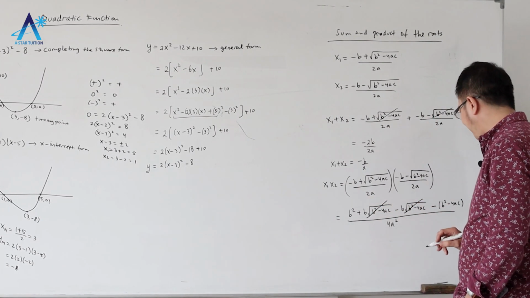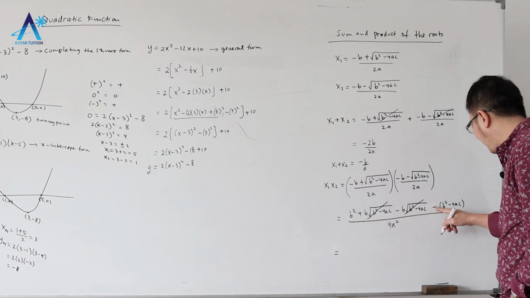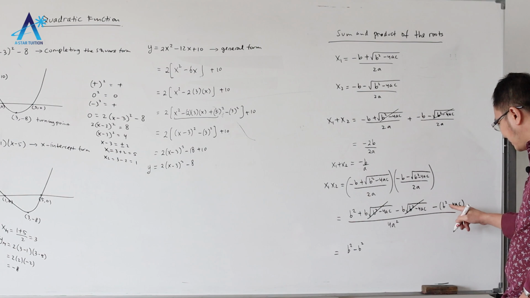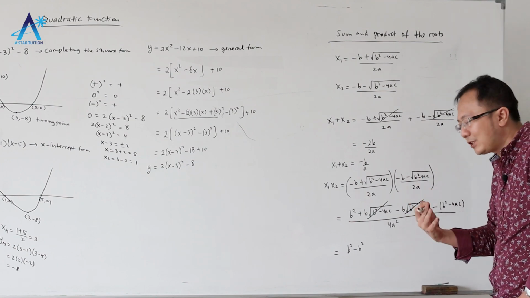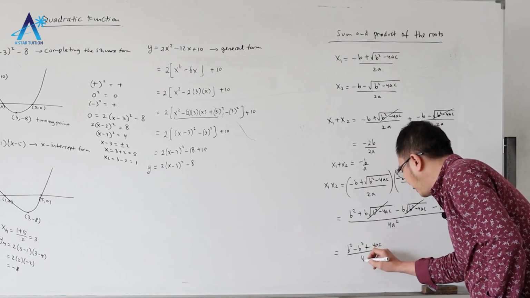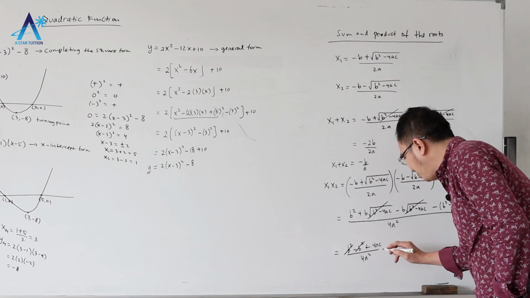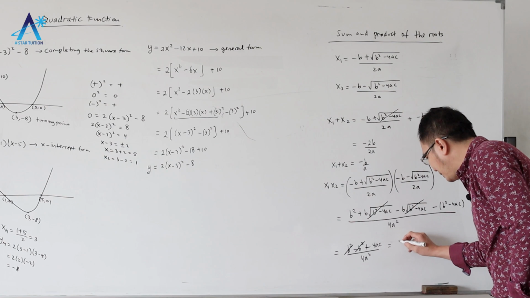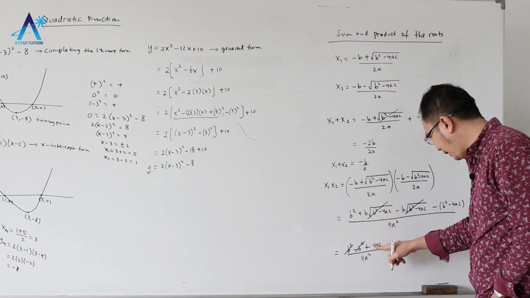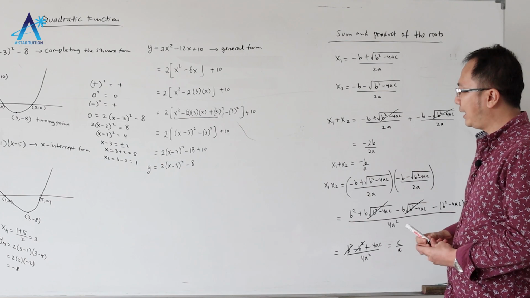This will cancel this out, and then when you open up the bracket, this b squared, negative b squared, this negative encounters another negative, which turns to be positive. So we have positive 4ac over 4a squared. This b squared cancels this b squared, and finally we have c over a, because this 4 cancels this 4, and a over a squared leaves a on the denominator.